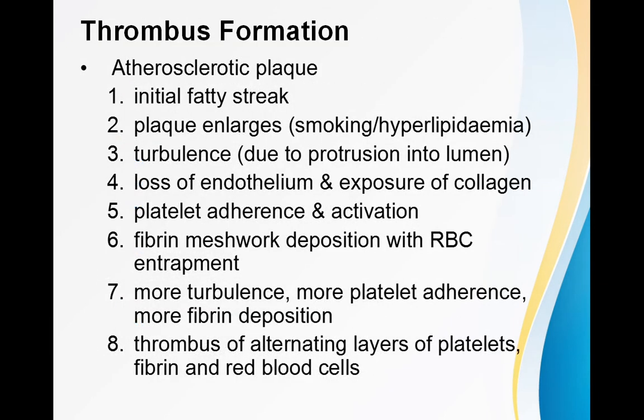Thrombus formation. Atherosclerotic plaque: initial fatty streak. The plaque enlarges with smoking or hyperlipidemia. Turbulence, due to protrusion into the lumen, causes loss of endothelium and exposure of collagen. Platelet adherence and activation occur, with fibrin meshwork deposition and RBC entrapment. More turbulence, more platelet adherence, more fibrin deposition. The result is a thrombus of alternating layers of platelets, fibrin and red blood cells.